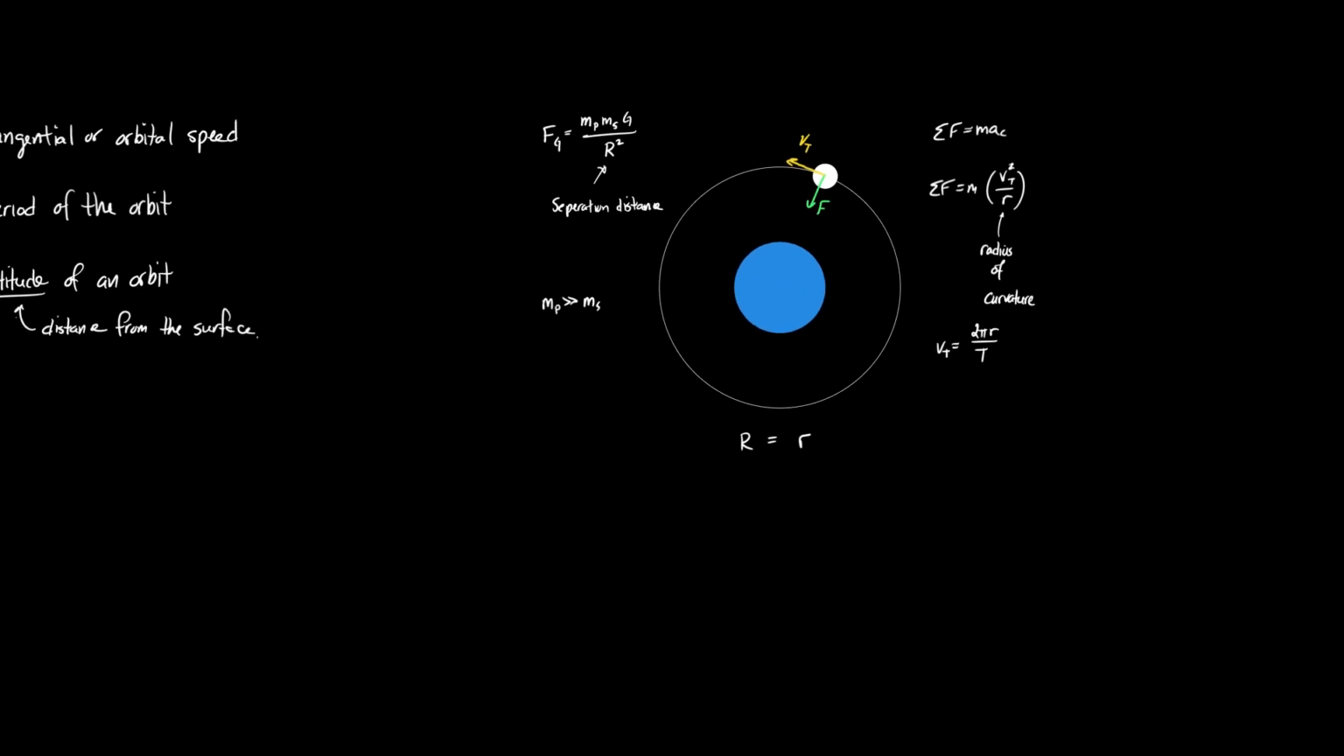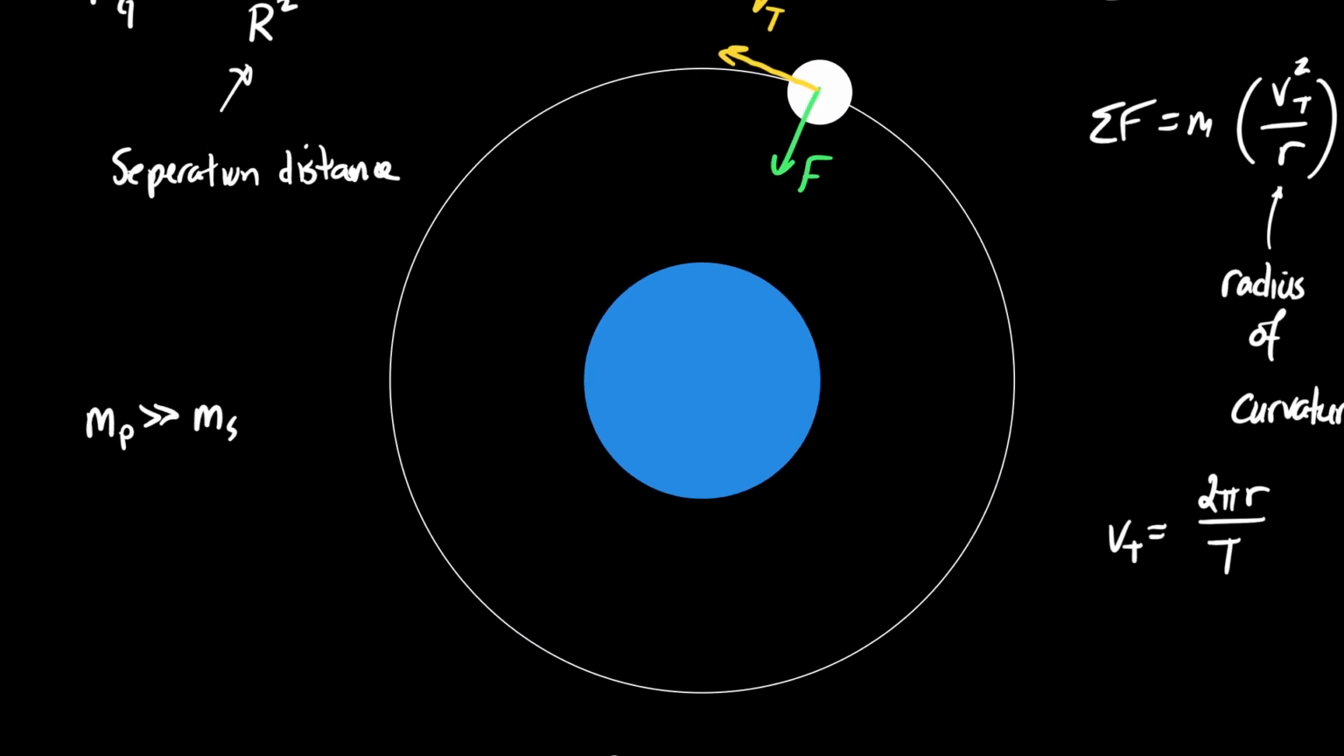So if we were looking at this system, exaggerated as it may be, there's the separation distance, which would be that line. But then there's the altitude, which would be that line, the distance from the surface to the center of the moon. Everybody understand the difference now? So, again, this would be capital R, but this would be the altitude.